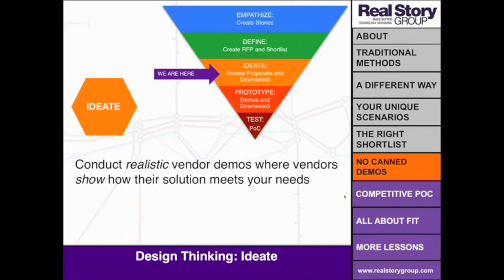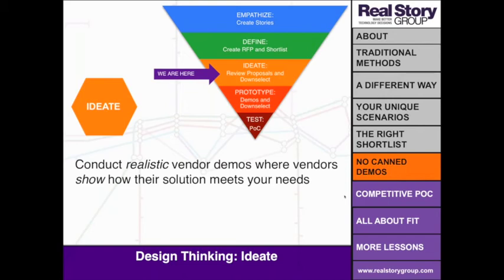Okay, so let's assume that you have the right shortlist. What do you do next? Well, the next step is to start the testing process. You want to really put these vendors through their paces to test how good of a fit they are for you and your teams.